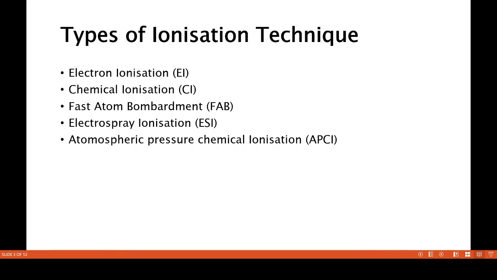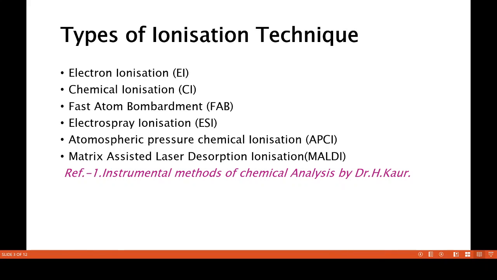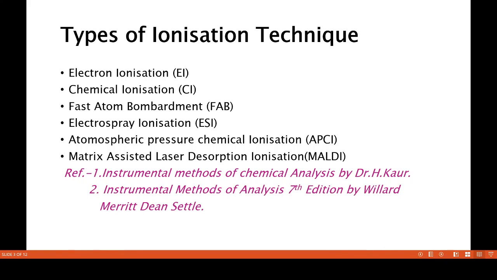And fifth one is atmospheric pressure chemical ionization, that is APCI. And the last type of ionization technique is matrix assisted laser desorption ionization, that is MALDI. So these are the different types of ionization techniques used for the mass spectrometer. These are the references used for this lecture.